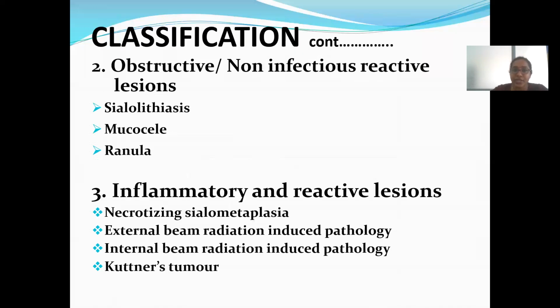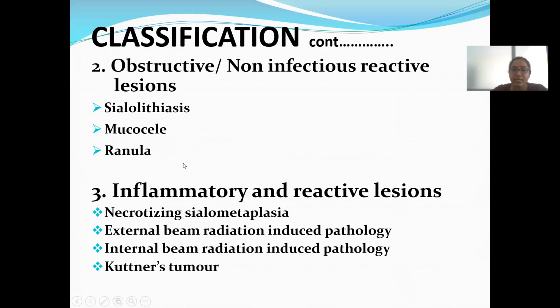Coming to the next classification, you have obstructive or non-infectious reactive lesions. The name itself suggests obstructive, it is causing obstruction. As I already told, there is a duct which is passing your saliva from the gland to the oral cavity. So there can be any obstruction or reactive lesions within that duct which cause some kind of disturbance or some kind of pathology. Under that, we have sialolithiasis, mucocele, ranula.